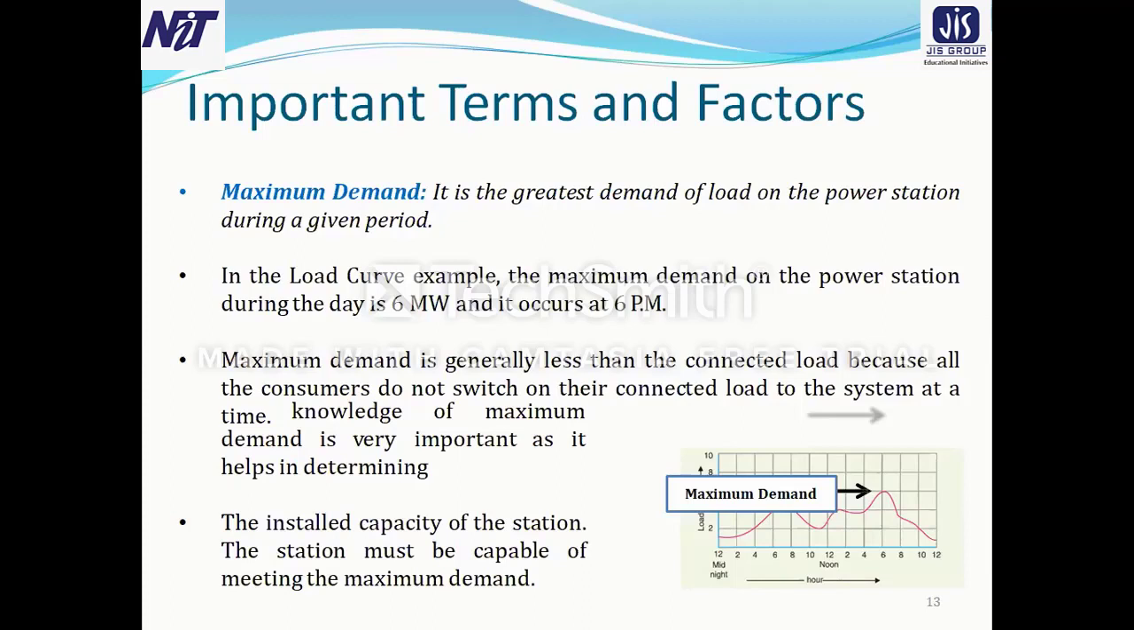Third point is the installed capacity of the station. The station must be capable of meeting the maximum demand.